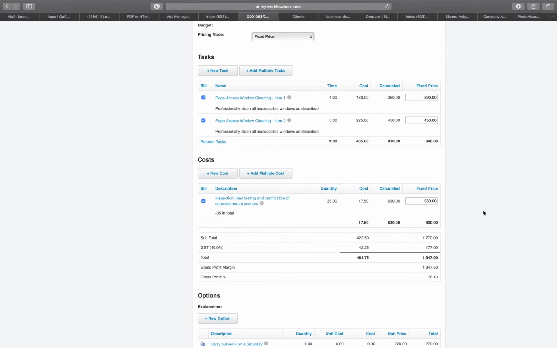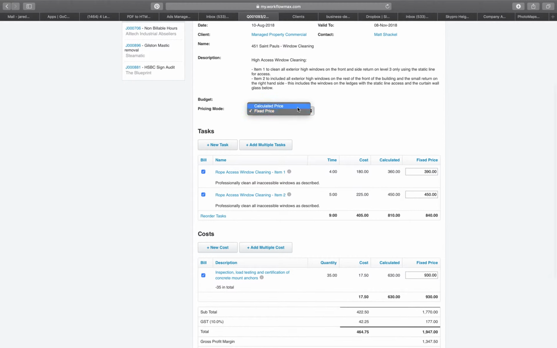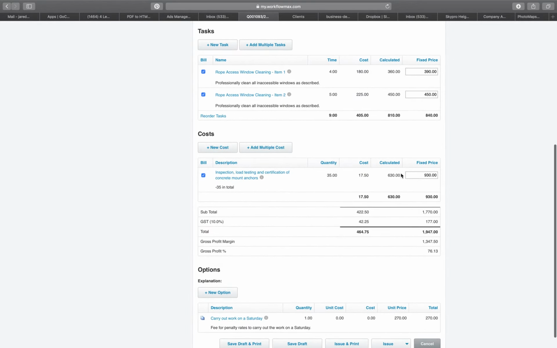$930. And the reason I can edit that is because up here, fixed price is selected as opposed to calculated price, and that just protects us from when we go out to do jobs and there's 10 anchor points. It needs to be worthwhile for the travel time to go out there. Not only that, but also the time it takes back in the office to issue the certification.